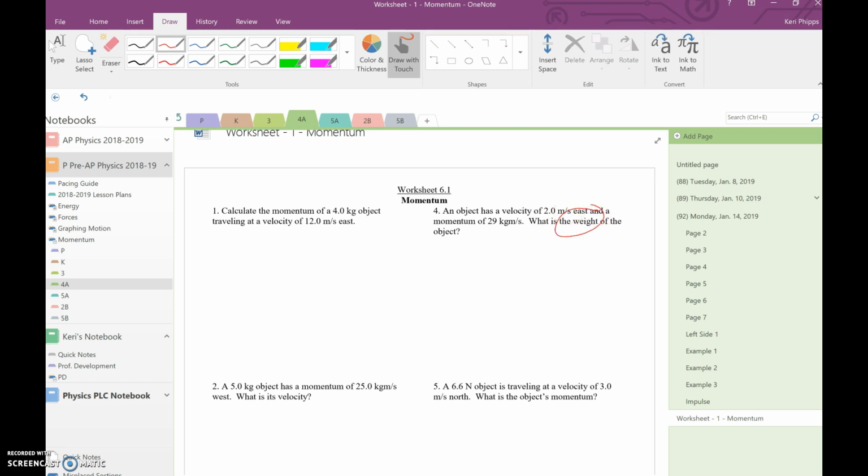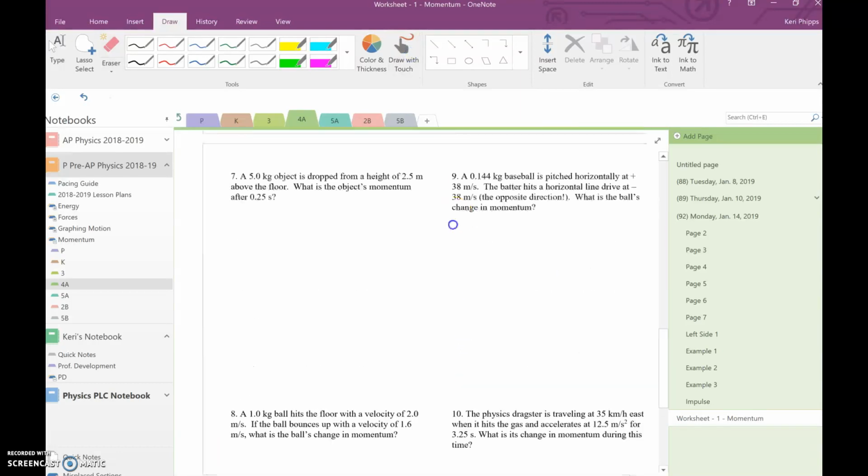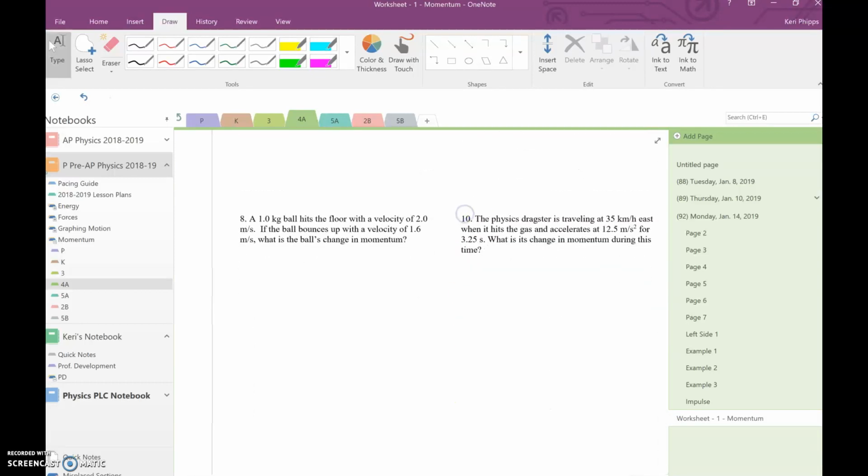Number 5 is kind of the same thing. If you look at the 6.6 newtons, what is that? That's going to be the weight. So it's going to be related to number 4. Watch out for that. Also, be careful in some places because some of the problems don't always give you a velocity. Take a look at this problem right here and a couple others. They don't actually give you the velocity. At least the final velocity.